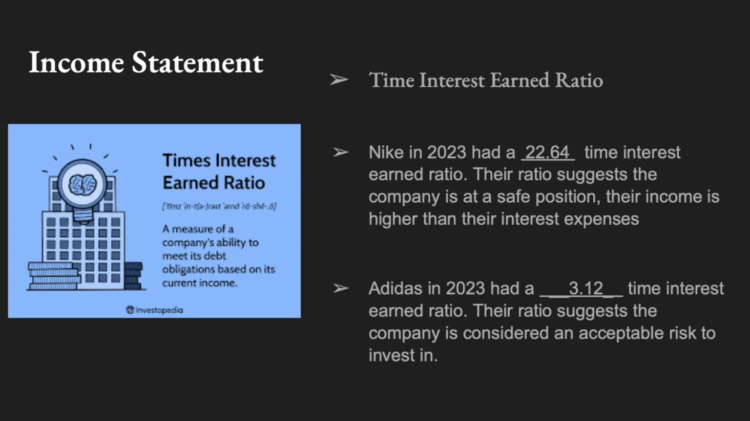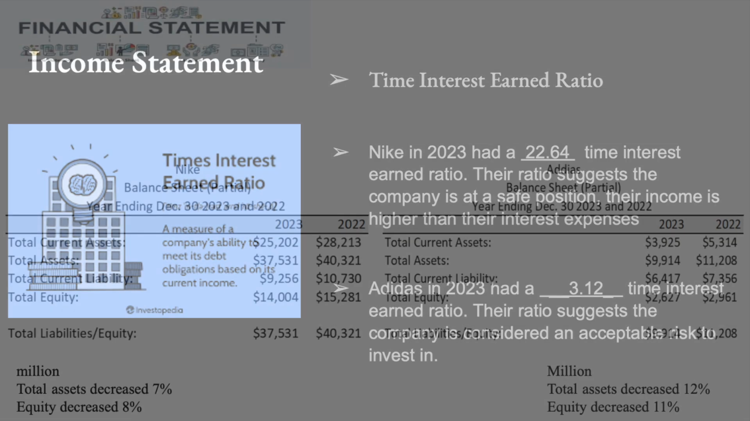Nike in 2023 had a 22.64 times interest earned ratio. Their ratio suggests that the company is in a safe position, as their income is higher than their interest expense. Adidas in 2023 had a 3.12 times interest earned ratio. Their ratio suggests that the company is considered an acceptable risk to invest in.